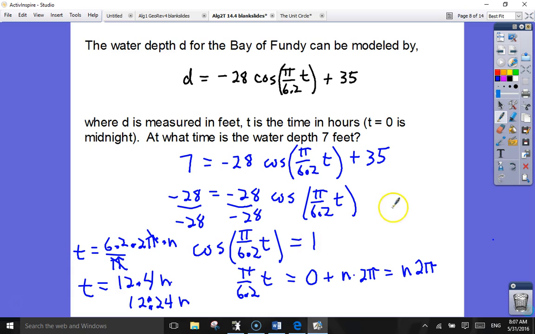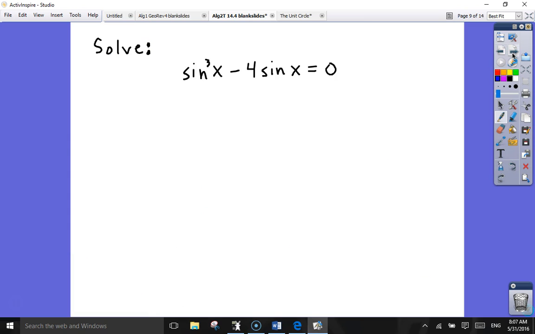Okay, I don't even know where the Bay of Fundy is. Does anybody know the Bay of Fundy? You can study that in some class.